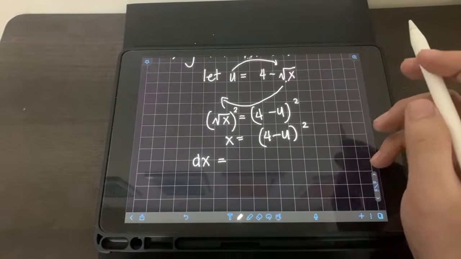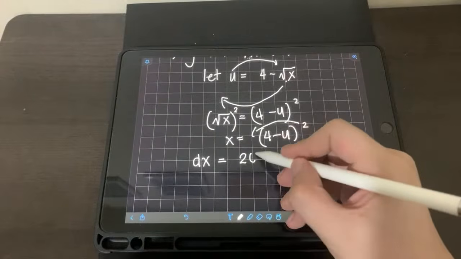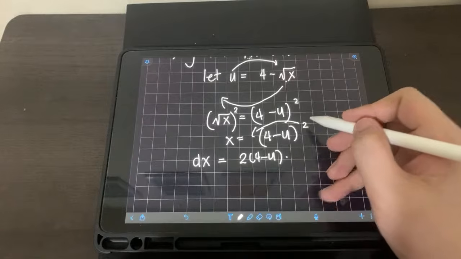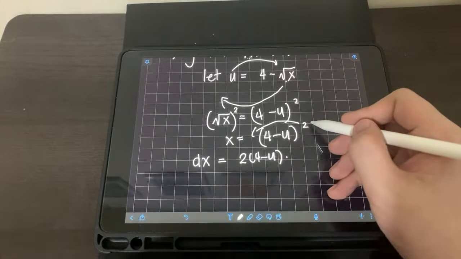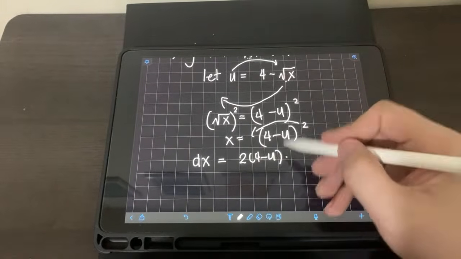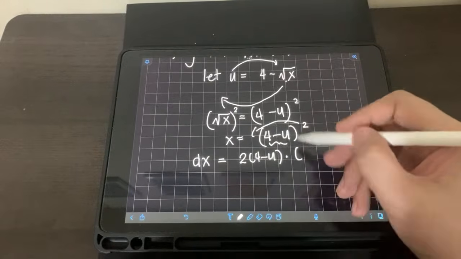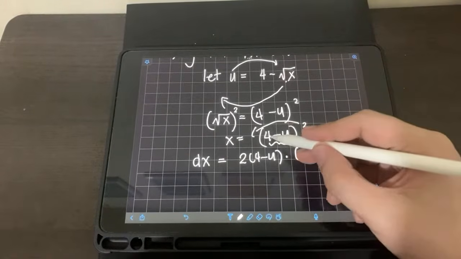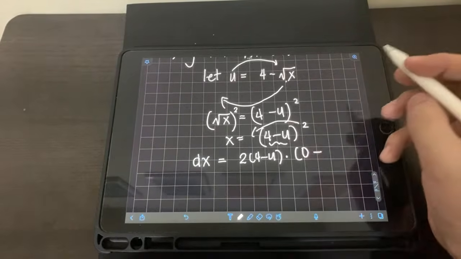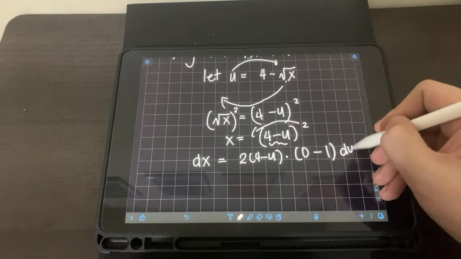So, what's the chain rule? Bring down the exponent of 2 here. Then, 4 minus u. Bring minus 1 to the exponent. So, 2 minus 1, 1. Or simply, 4 minus u. Then, you still need to get the derivative of the inside. So, what's the derivative of 4 minus u? Derivative of 4 is 0, constant, right? Minus, what's the derivative of u? Negative 1. Okay, and then don't forget the du.